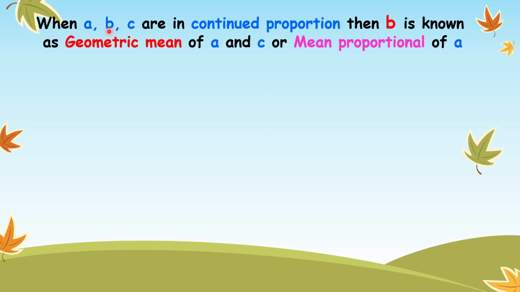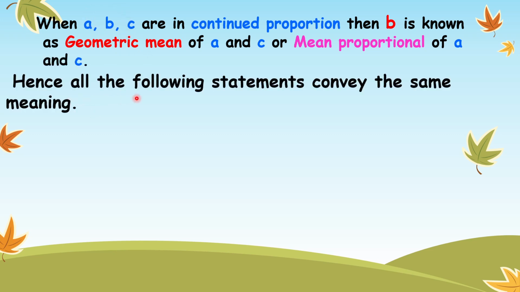लक्षात घ्या इथे B ला काय म्हणायचंय? मीन प्रोपोर्शनल किंवा जॉमेट्रिक म्हणायचंय. कोणाचा? A आणि C चा. Hence, all the statements convey the same meaning.